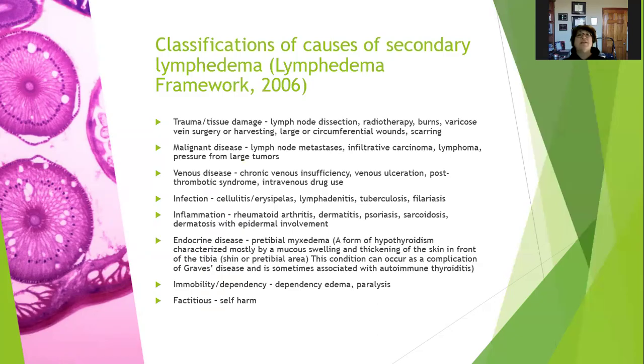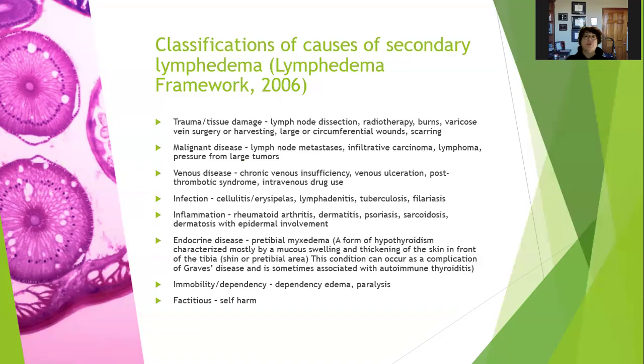So classifications of secondary lymphedema, so that's lymphedema caused by other things. So trauma or tissue damage could cause lymphedema, like lymph node dissection. Radiotherapy, if you're getting for cancer treatment, can cause lymphedema. Burns, varicose vein surgery, or vein harvesting. Large or circumferential wounds and scarring, so maybe burn scars, could cause edema. It can be caused by malignant disease, venous disease, infection, inflammation, endocrine diseases, and the types are listed there. I'm not going to read them all to you.